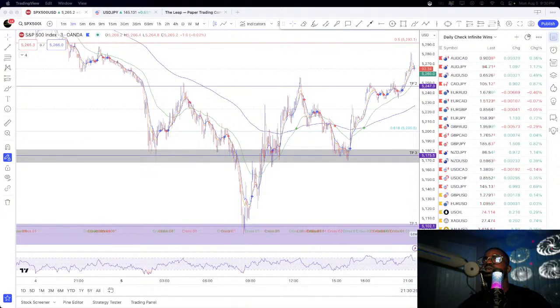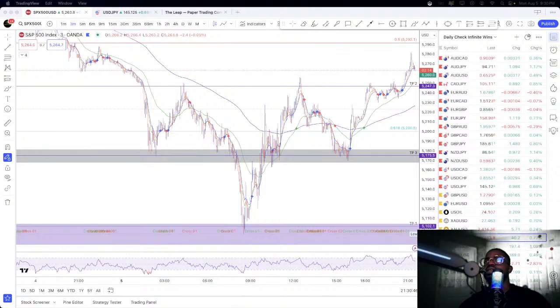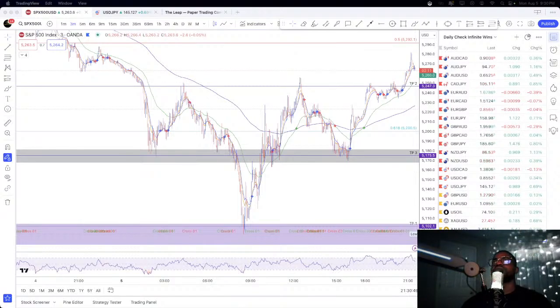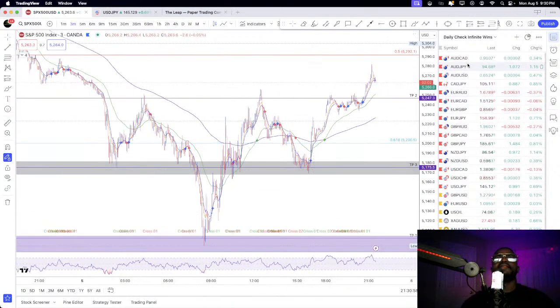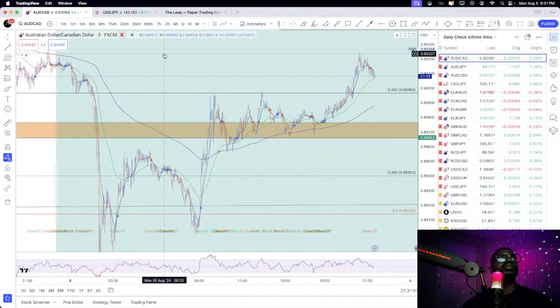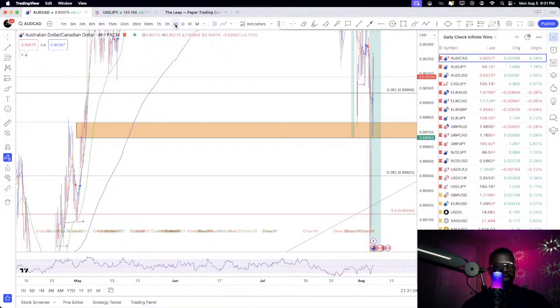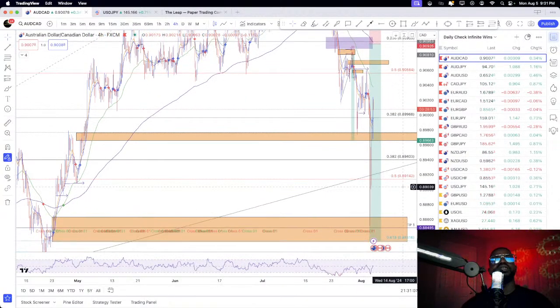12 a.m. Got more AUD news at 12:30 a.m. All right, so let's just take a look at these AUD pairs, and that'll be it. First AUD pair that we'll take a look at is AUD CAD.